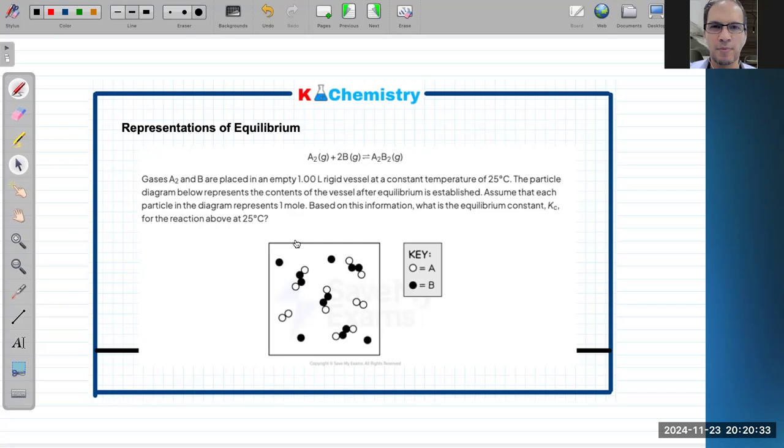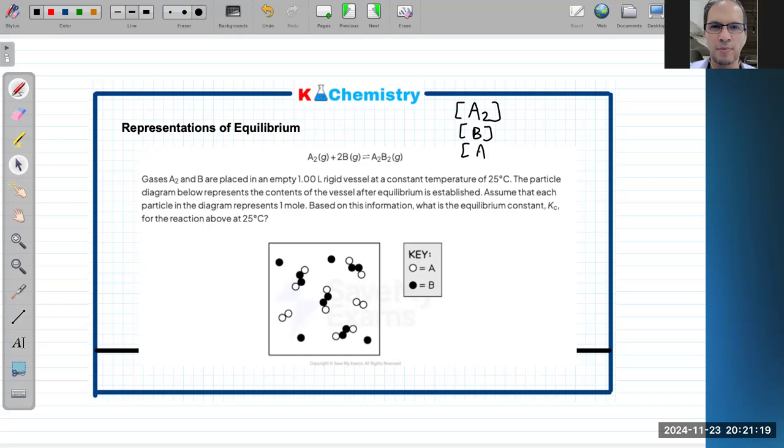We said that every particle here is representing 1 mole. So every one of these small spheres, either black or white, represents 1 mole. And the total volume is also 1 liter. So whatever number of moles you find is directly the concentration. So I can say that the first reactant, which is A2, let's see, what is the A2 concentration? And what is the 2B concentration?